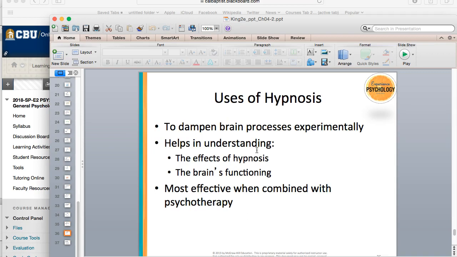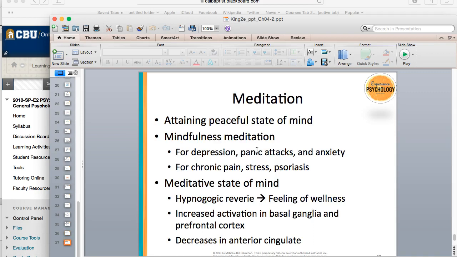Uses of hypnosis to dampen the brain process experimentally. Helps in understanding the effects of hypnosis and brain function. Most effective when combined with psychotherapy. Like I said, this was used in combination. So like I said, meditation has a strong correlation with hypnosis. It helps in attaining a peaceful state of mind.